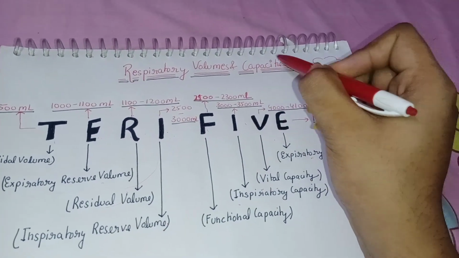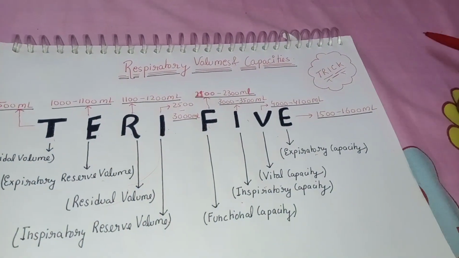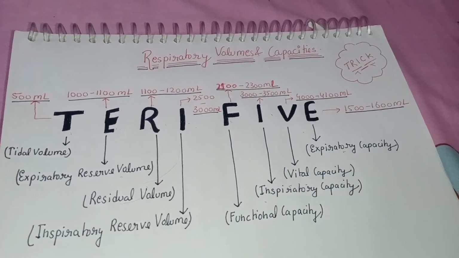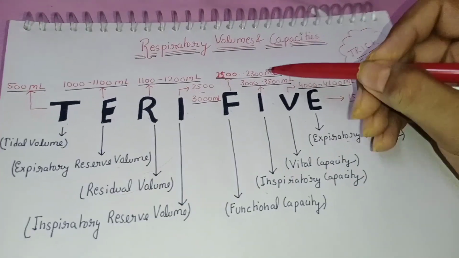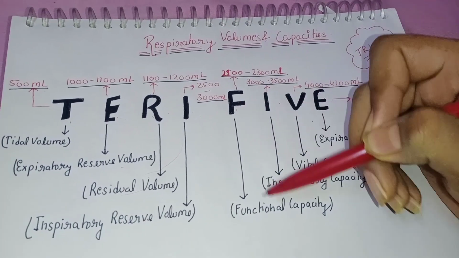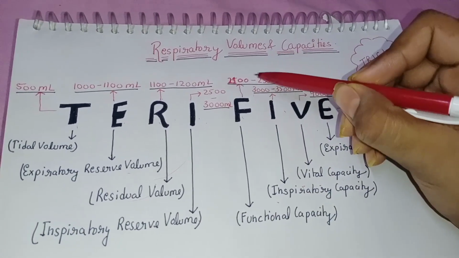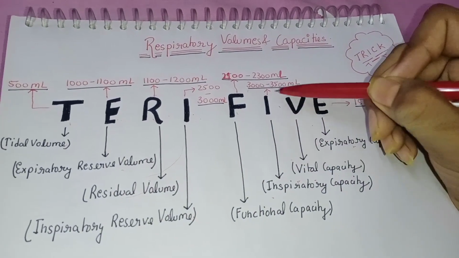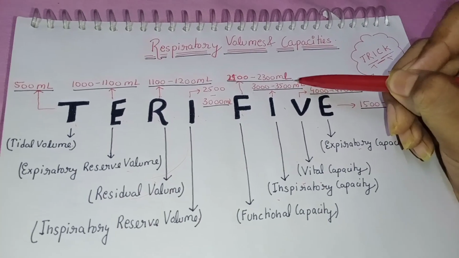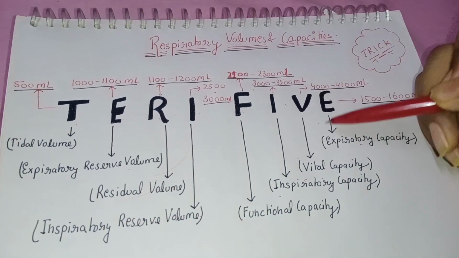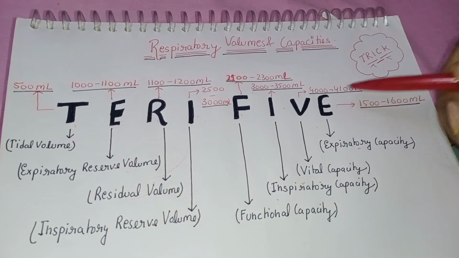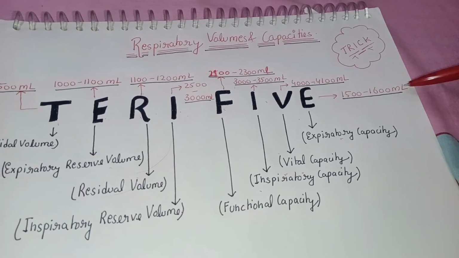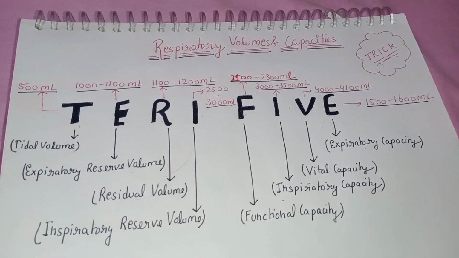Now we will move to the respiratory capacity. Respiratory capacities, as we all know, are formed by different combinations of respiratory volumes. So here functional capacity is about 2100 ml to 2300 ml. Inspiratory capacity about 3000 to 3500 ml. Vital capacity about 4000 to 4100 ml. And expiratory capacity is about 1500 to 1600 ml.